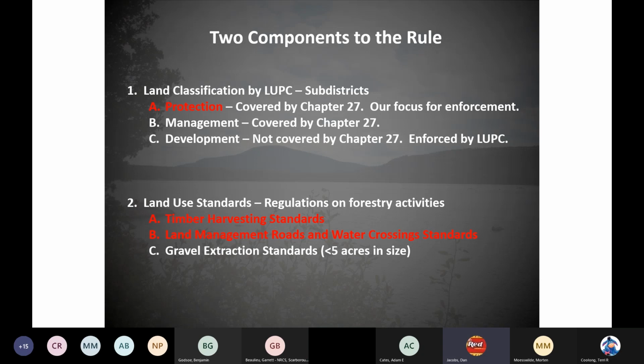And then aside from the zoning or the sub-districts, we have the land use standards, and these are the actual regulations on the forestry activities that occur within specific sub-districts. So there are three different sets of land use standards within Chapter 27. There's timber harvesting standards, land management road and water crossing standards, and gravel extraction standards. And our focus today is going to be timber harvesting standards and land management road and water crossing standards. So protection sub-districts and A and B, those two sets of standards, that's really where we're going today in that order.